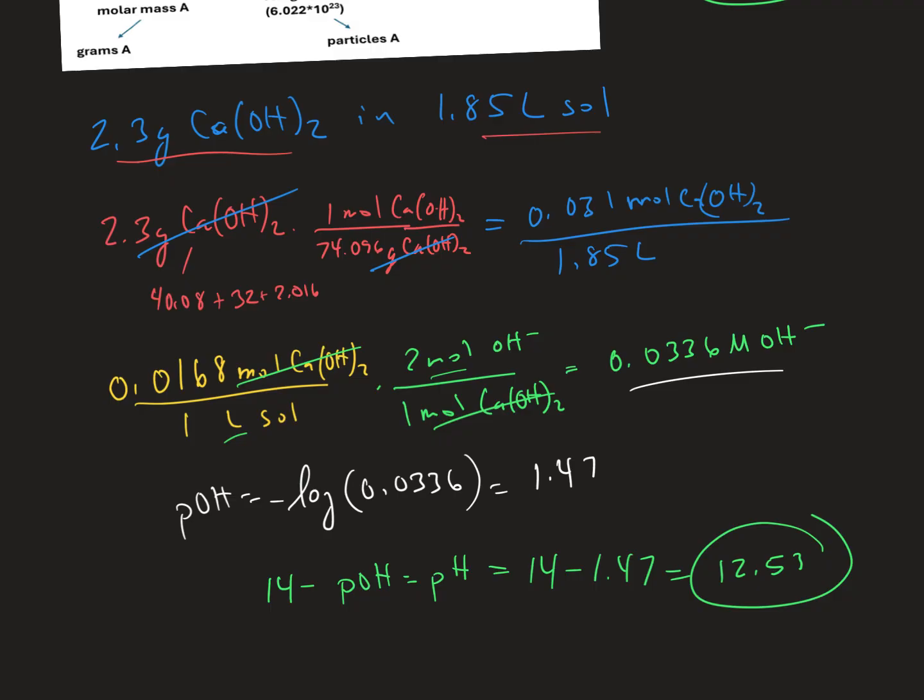And let's make sense of that. The pH of a strong base should be close to 14, right? Closer to 14. Make sense to everybody? 14 minus pOH is equal to pH. We just found the pOH. 14 minus 1.47. Good?